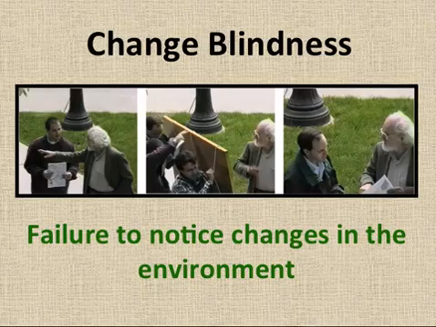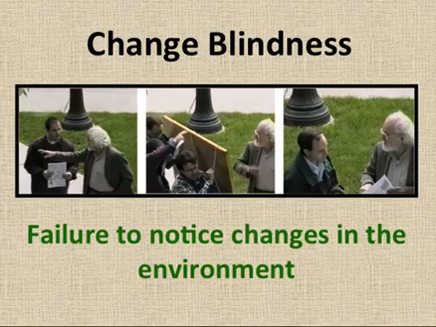So change blindness. This is the failure to notice changes in the environment. So have you ever wondered how magicians can so cleverly fool us? Magicians exploit our change blindness by selectively riveting our attention to their left hand's dramatic act, and we fail to notice the changes that they make with their right hand.